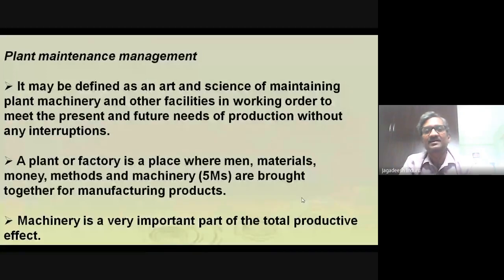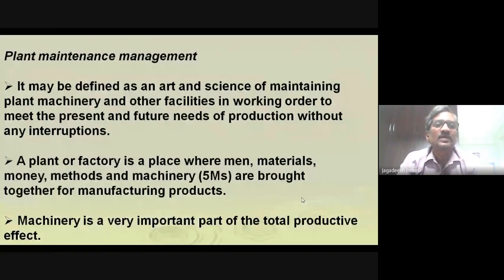Then the brain is applied and that science is converted into a technology. But it also includes your art. So you need to do plant maintenance in an artistic manner, because it involves de-dusting and you need to have proper approaches to attempt the problem there.